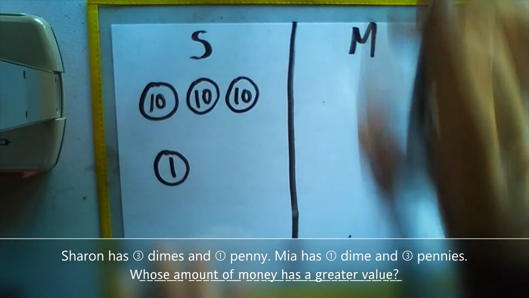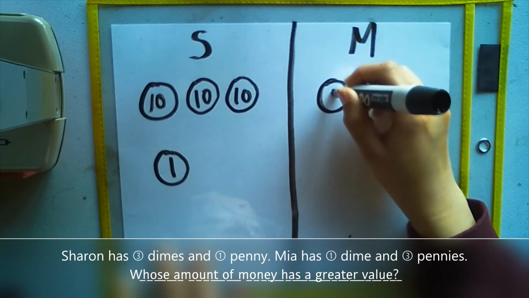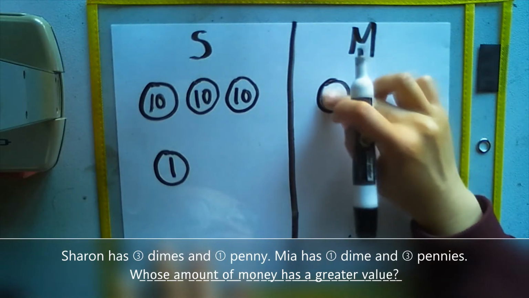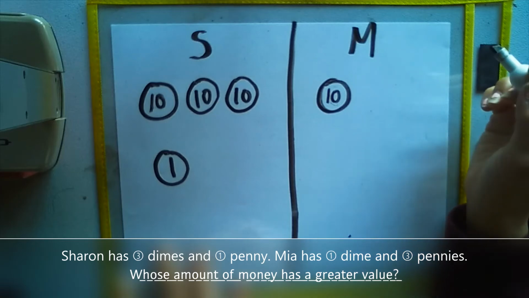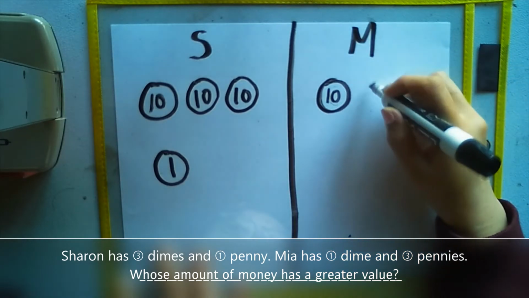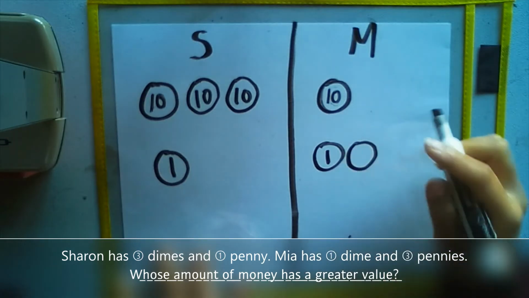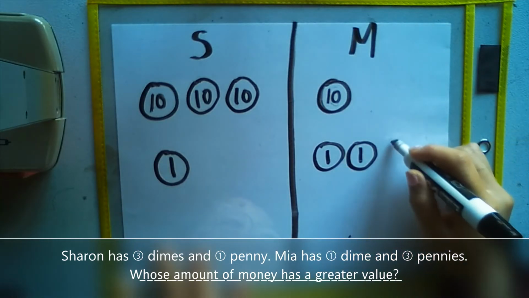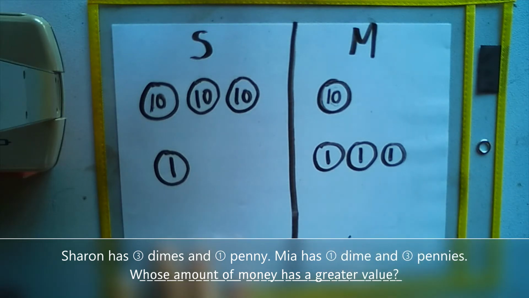Now we're going to take a look at Mia's. Mia has 1 dime. And remember, a dime is worth 10 cents. And 3 pennies. 1 penny, 2 pennies, 3 pennies. And remember, pennies are worth 1 cent.